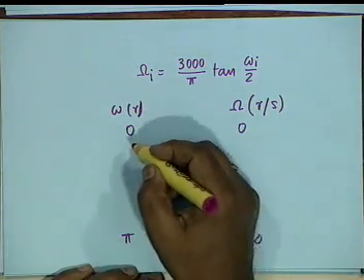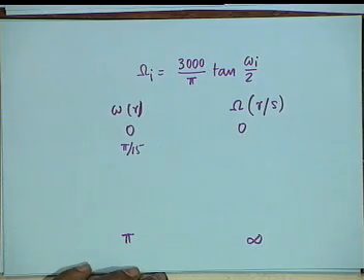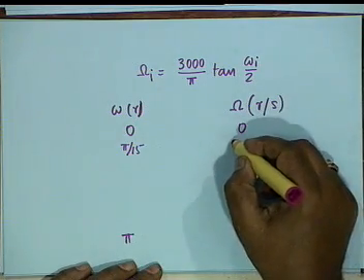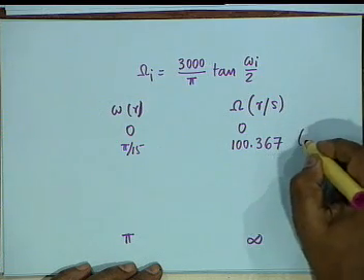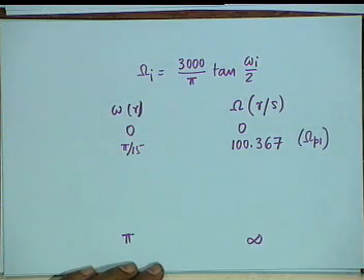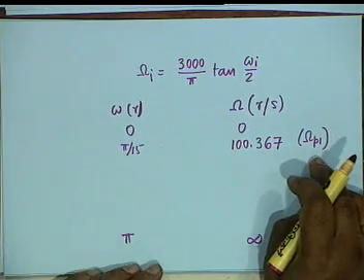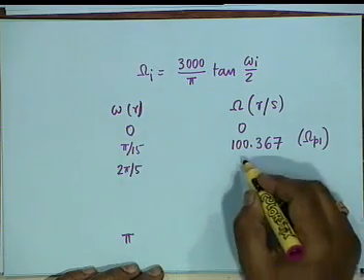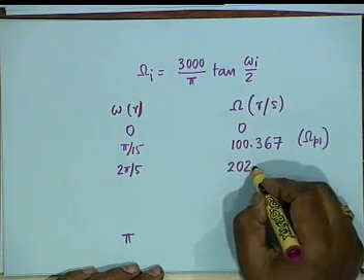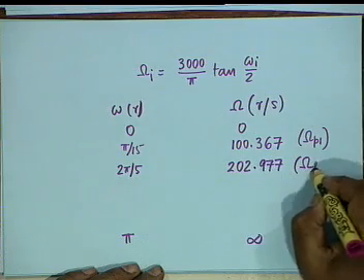But I require pi by 15, that is the end of the first pass band, and this calculates out to 100.367. This is omega P1. Okay, for the analog, this is the omega P1, the end of the first pass band. Then 2 pi by 15 corresponds to 202.977. This is omega S1.